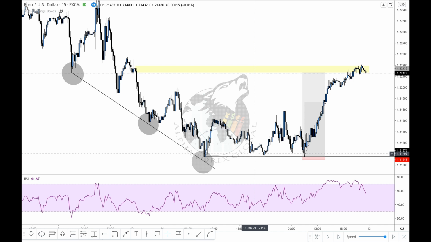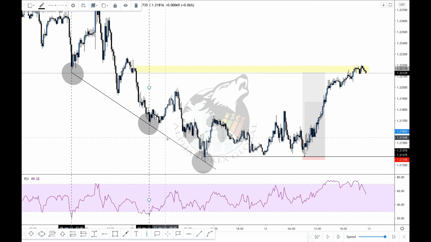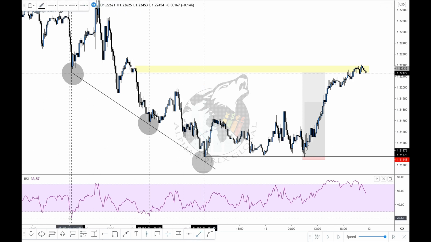What is divergence? Divergence is basically when the market is creating higher highs and higher lows, and the RSI is creating the opposite. So in this case, the market is in a downtrend, right? So the market is creating lower highs and lower lows. However, the RSI, if you look, is creating, at the same points, higher lows.